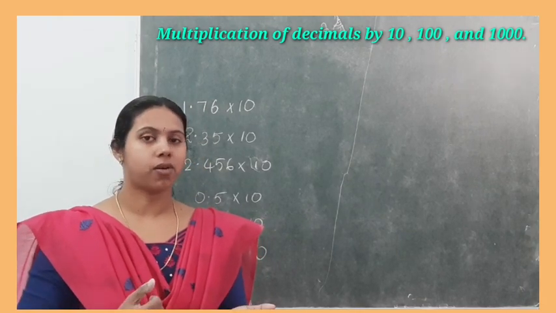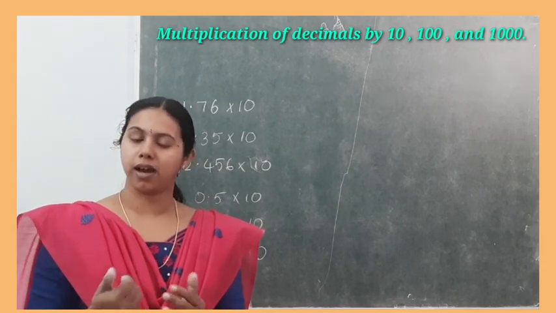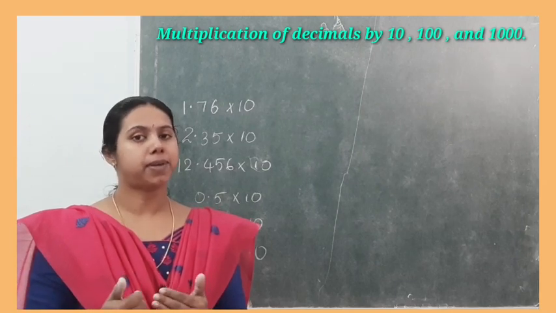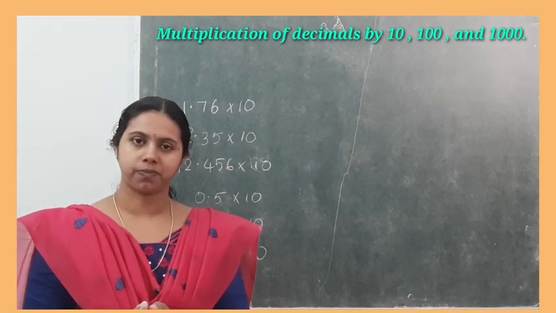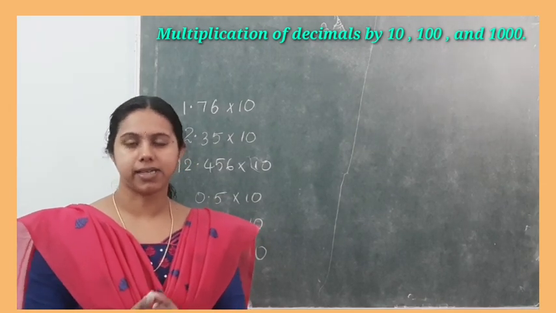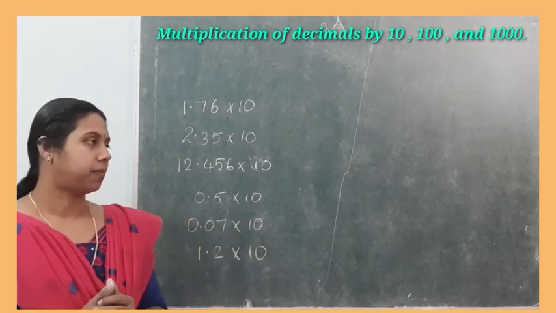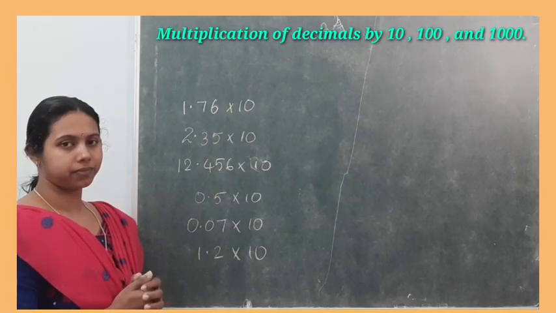The next one is multiplication of decimal numbers by 10, 100 and 1000. Now you know how to multiply a decimal number by a whole number, and how to multiply 2 decimals. And now when we are multiplying a decimal number by 10 or 100 or 1000, how can we write the answers very easily? That we are discussing now. Let us see some example. Here 1.76 into 10.